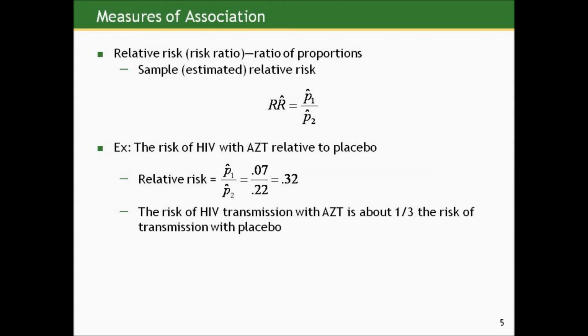Another way to say this and indicate clearly that there's a negative association, a reduction in the proportion in our study for AZT versus placebo, is to say the risk of HIV transmission with AZT is about 1/3 the risk of transmission with placebo. 0.32 is roughly 1/3.